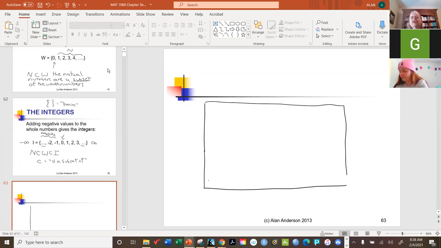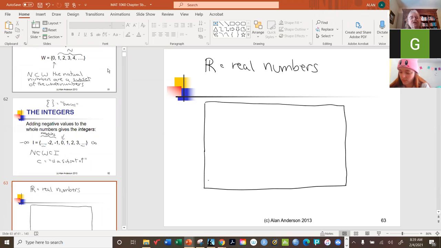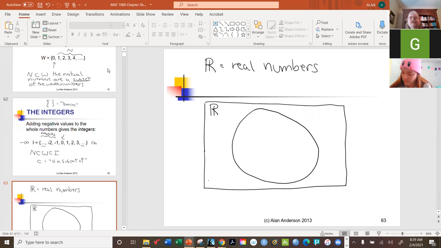By the way, I also want to introduce some notation here. It's often the case in math that we use this fancy R to represent the real numbers. It's pretty cool, isn't it? So we don't have to keep writing out the words real numbers. When you see this fancy R, this represents the real numbers. So this box contains all the real numbers. And within this box, this big circle will represent the integers.